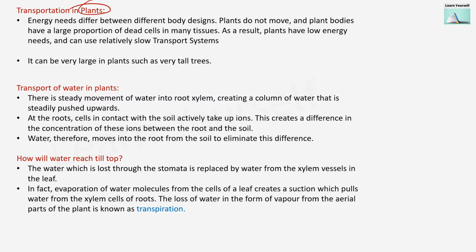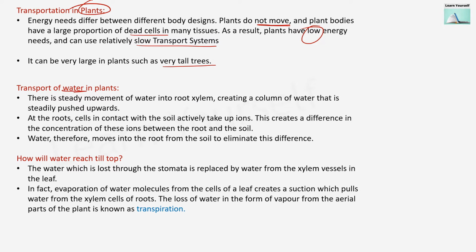That energy needs differ between different body designs. Plants do not move, so their energy need is very less compared to animals and humans. Plant bodies have a large proportion of dead cells in many tissues. As a result, plants have low energy requirements and can use a relatively slow transport system. It can be very large in plants such as very tall trees. So they have a slow transport system compared to humans and animals because their energy need is very less.